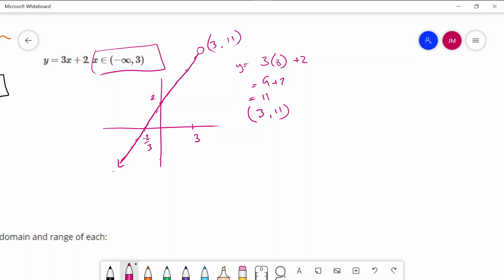Okay, so if we had to state the range for that, the highest possible y value is 11, and it's going down to infinity, so negative infinity up to 11. And the domain was given to you in the question, which was negative infinity to 3. Okay, so that's a common thing. They give you the domain up here.